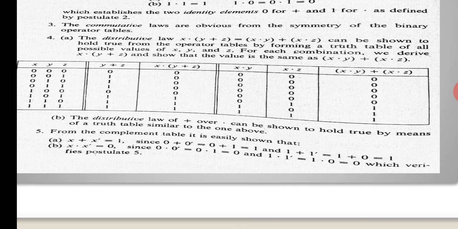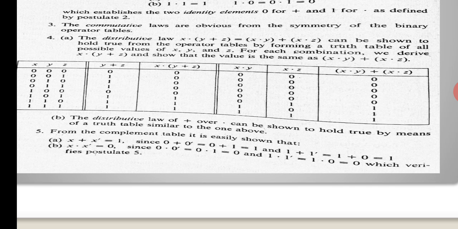You can see the table with x, y, z, three inputs: x input, y input and z input. When the three inputs are 0, then y plus z is 0, x dot (y plus z) is 0, x dot y is 0, x dot z is 0, and x dot y plus x dot z is also 0. So when x is 0, y is 0, z is 0, you can replace y with 0 and z with 0, and again you are going to get the output as 0.